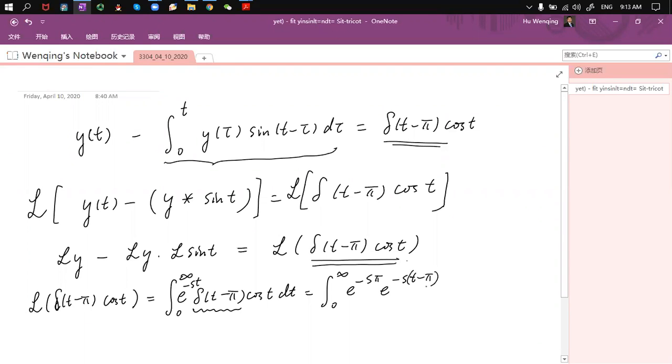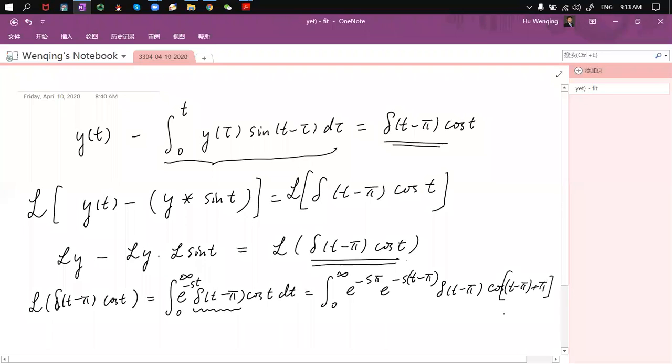So you can write it in this way, and delta of t minus pi. And if you write cosine t dt, that's kind of this one. You can see that this is cosine of t minus pi, so plus pi, right? So I replace the t by t minus pi.